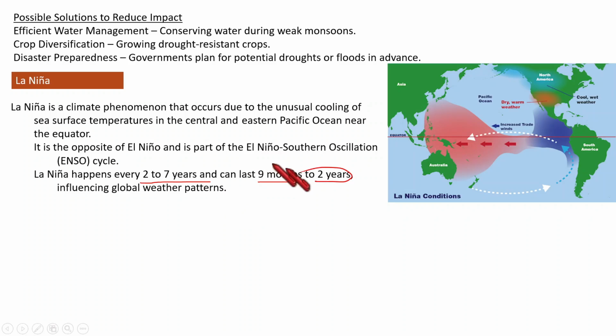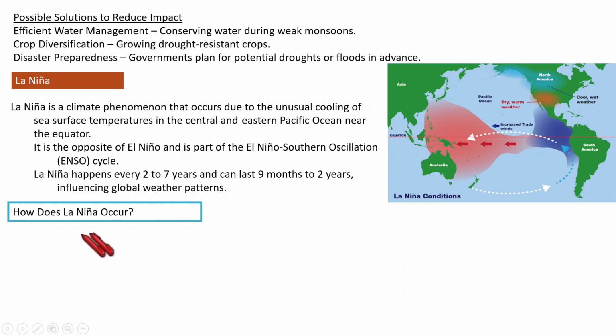So it's somewhat lengthier than the El Nino. It also will affect the global weather pattern. How does La Nina occur? I already explained to you. The main thing is that trade winds are getting stronger.